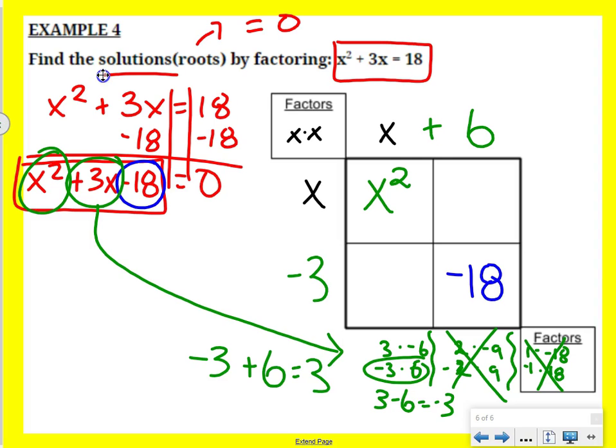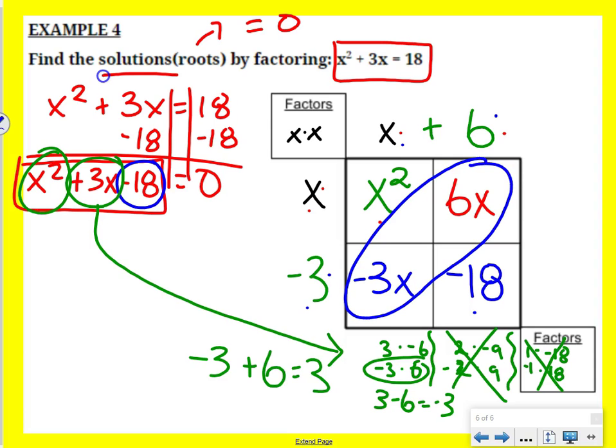Finish your box. Make sure it's correct. X times x is x squared. X times 6 is 6x. Now for the bottom row, negative 3 times x is negative 3x, and negative 3 times positive 6 is negative 18. Add up that diagonal. X squared comes down, plus 6x minus 3x is 3x minus 18. So we are correct. Our factoring is good.